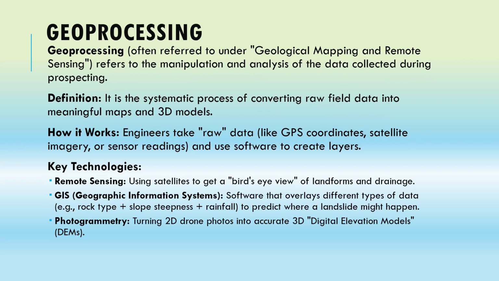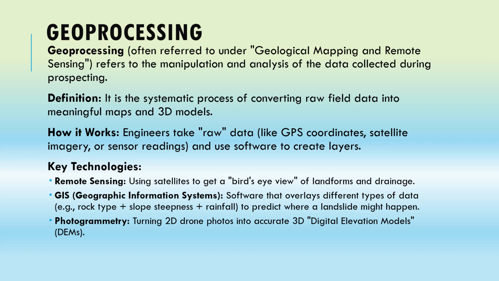Next is geoprocessing. Geoprocessing is often referred to as geological mapping and remote sensing. That is manipulating and analyzing the data that is actually collected during prospecting. So before geoprocessing, we have to do geoprospecting. Then how the processing will come.